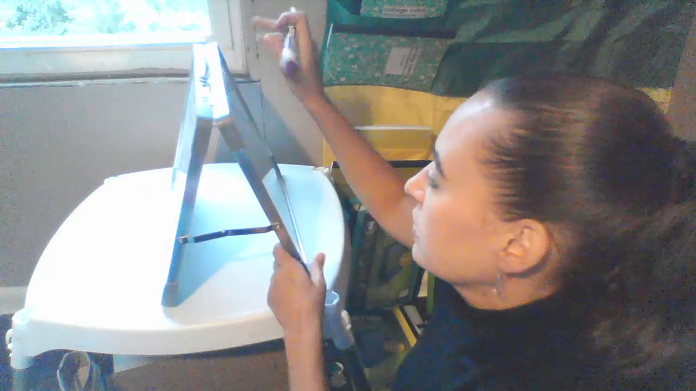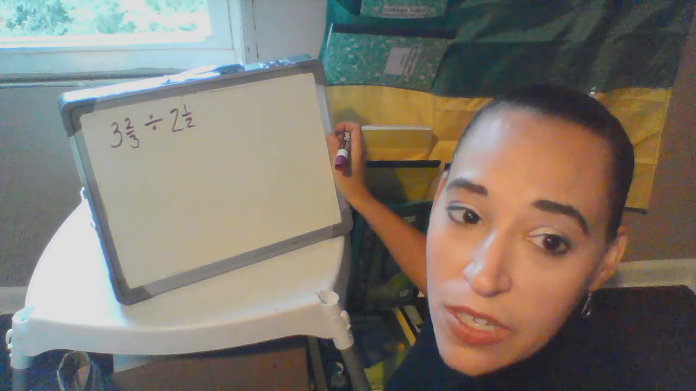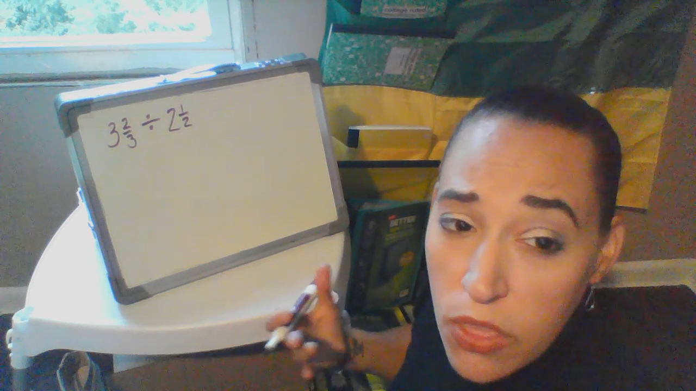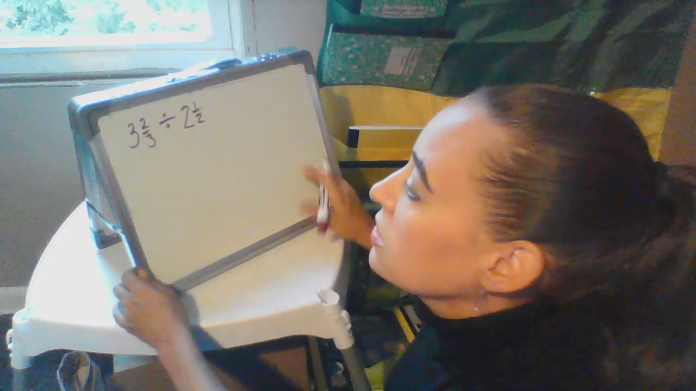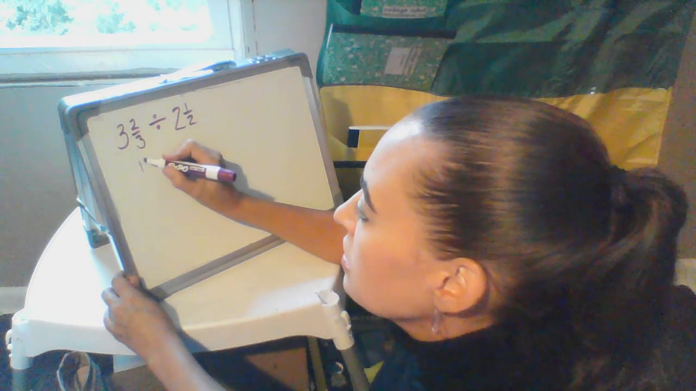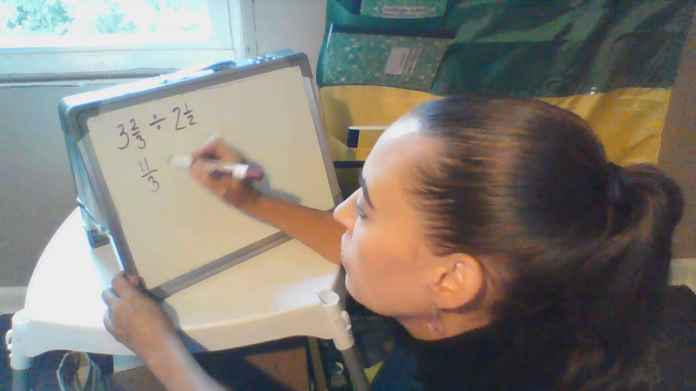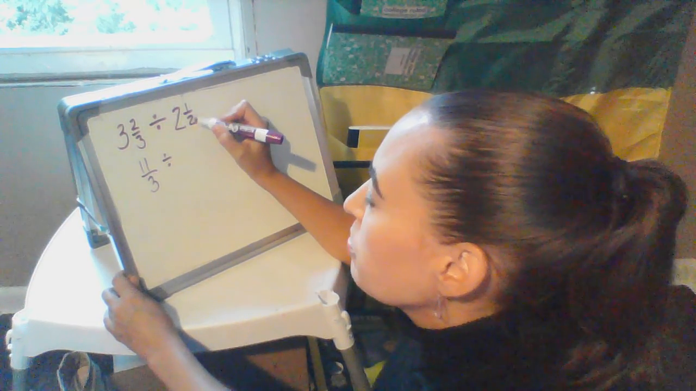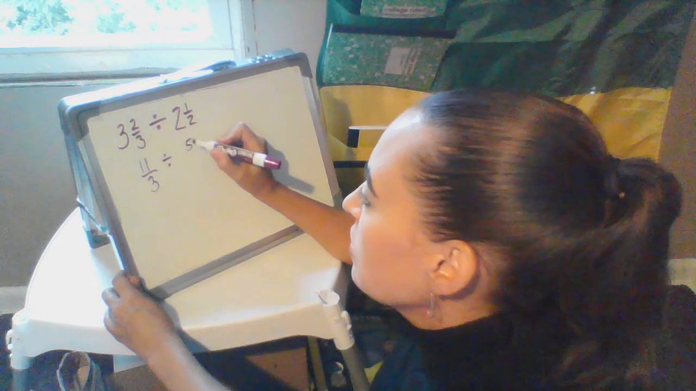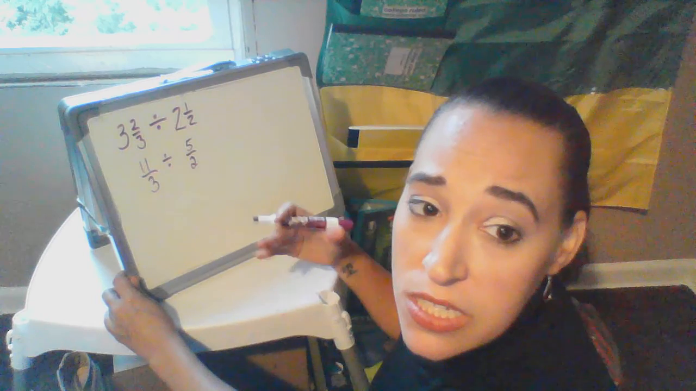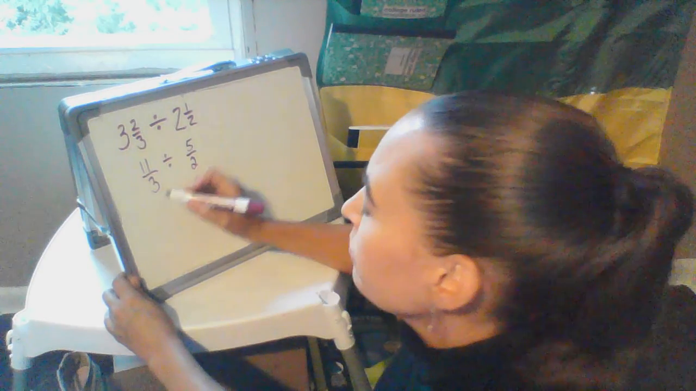All right, next one. So now you have two mixed numbers. So the first step, we're going to have to change both of them to improper fractions. So we do 3 times 3 is 9 plus 2 is 11. So I have 11 over 3 divided by 2 times 2 is 4 plus 1 is 5. 5 over 2. Okay, next step is to multiply by the reciprocal.